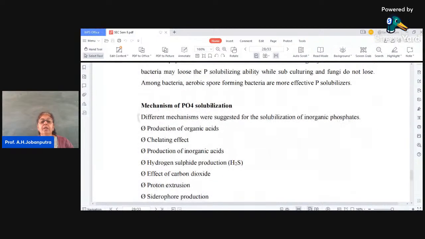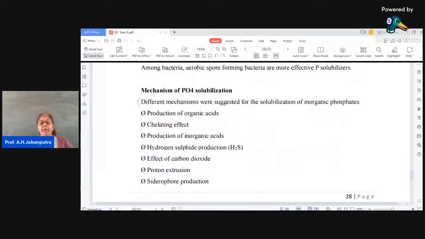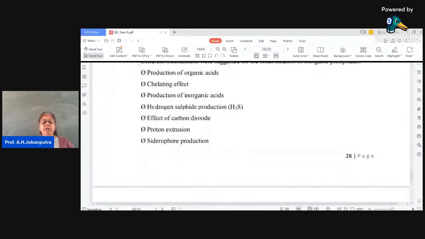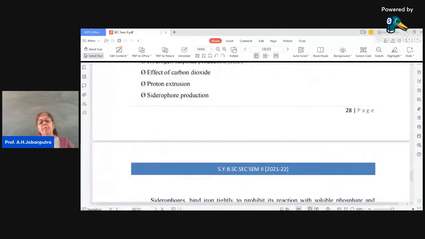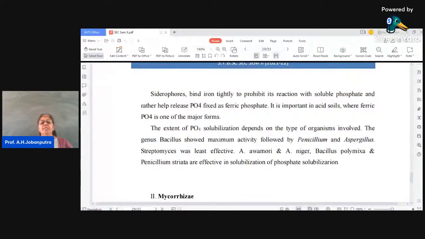So how does this phosphate solubilization take place? It takes place by production of organic acids, by chelating effect, by production of inorganic acids, by H2S production, by effect of carbon dioxide, by proton extrusion, or by siderophore production. Now, what are siderophores? Siderophores are peptides, small protein molecules which can fix ferric phosphate.